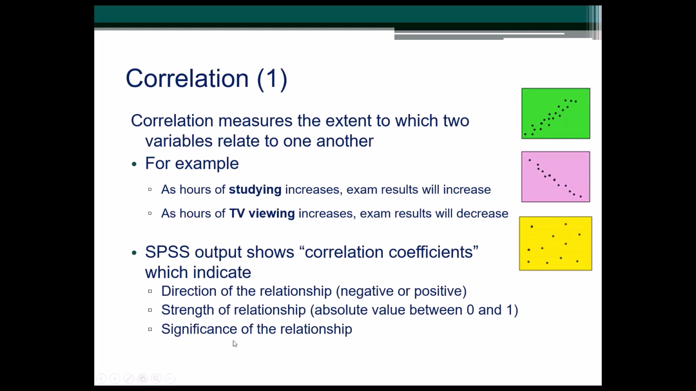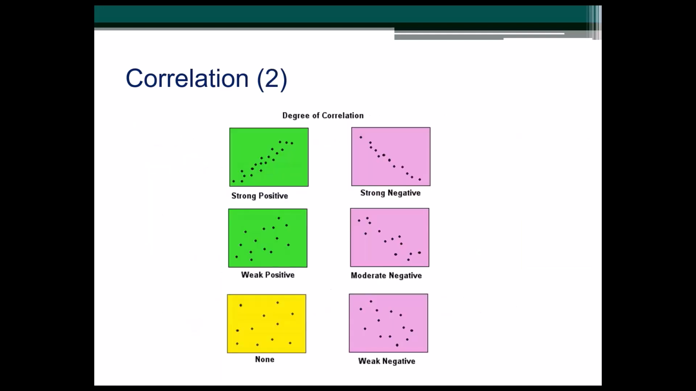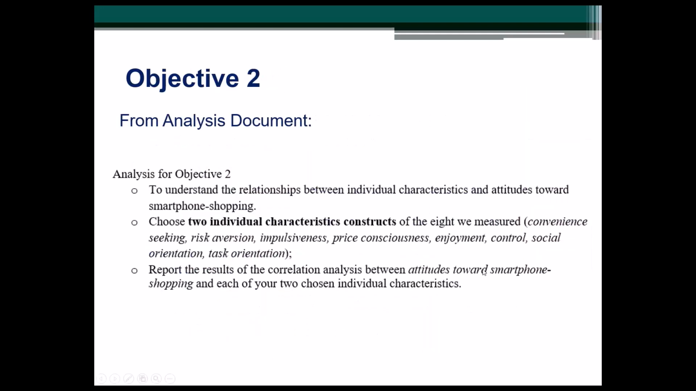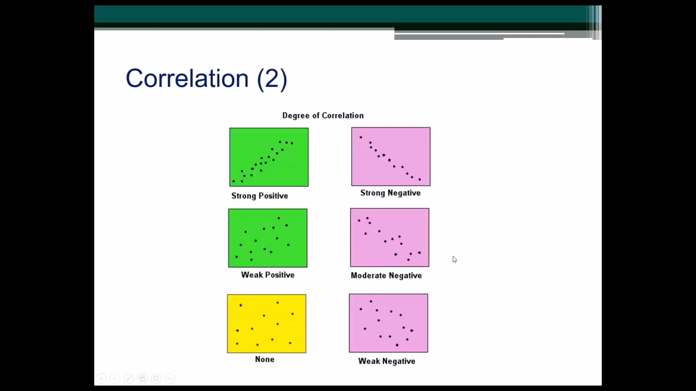And then SPSS will also tell us the significance of that relationship. So that will be a value similar to the significance levels we just talked about with t-tests, that will allow us to determine or judge whether or not that relationship is likely just due to sampling error or just due to chance, or if it's more likely a true relationship. So this slide here shows the different types of patterns that we can get, and you can think about in relation to the individual characteristics that you want to examine what type of pattern you might expect.